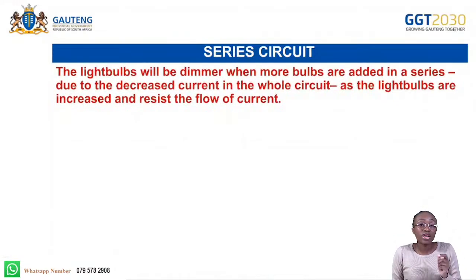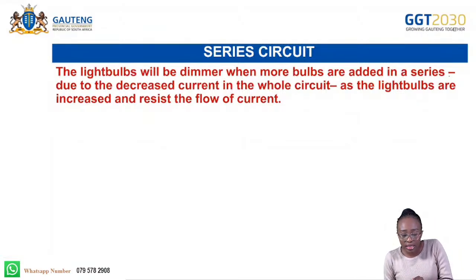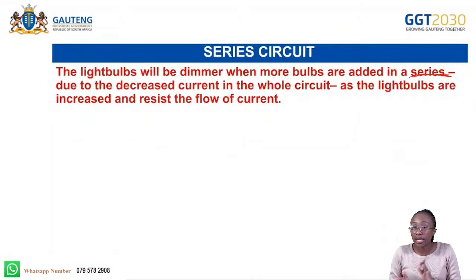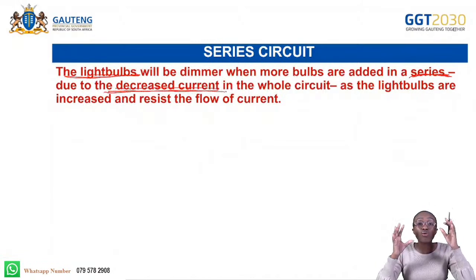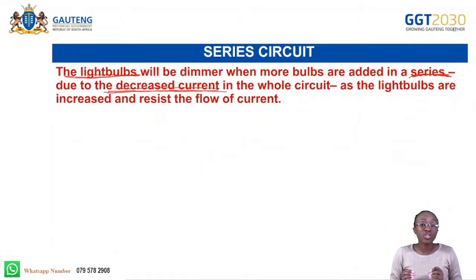Now, if we add more resistors, we said the lights will dim. So if we add more resistors in series, end to end, one after another, the light bulbs are going to dim. Why do they dim? Because of the decreased current. Remember, current is the same at all points in a series circuit. So adding a resistor at any point in the series circuit is going to reduce current. And if they happen to be light bulbs, those light bulbs are going to become dim because the whole circuit is affected by any changes that happen to any component within the circuit.